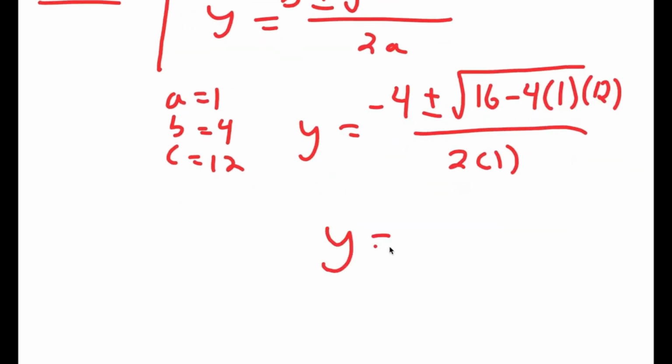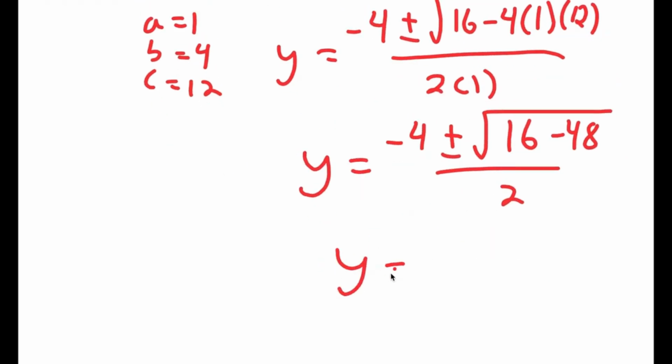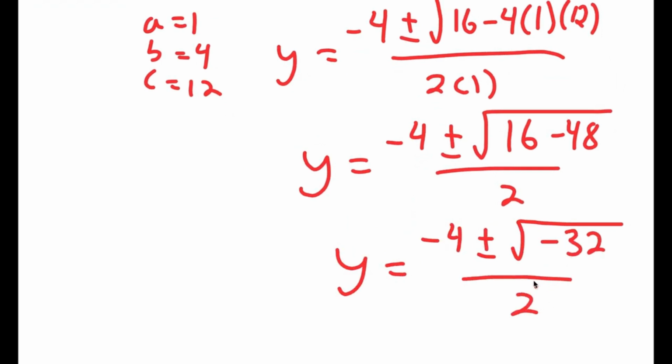And this is equal to negative 4 plus or minus the square root of 16 minus 48 over 2, which is equal to negative 4 plus or minus the square root of negative 32 over 2.